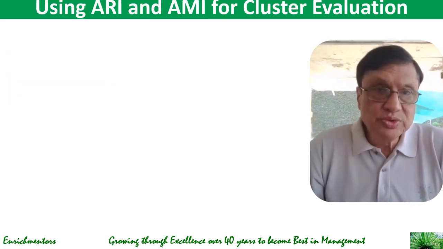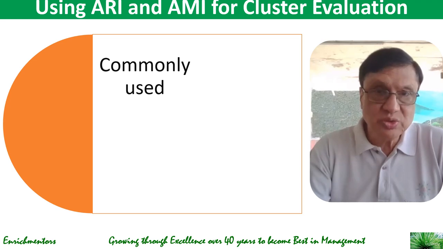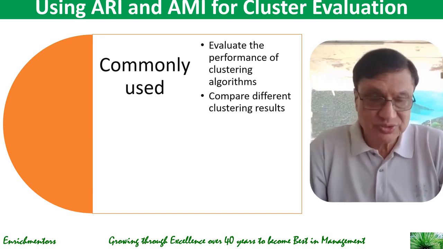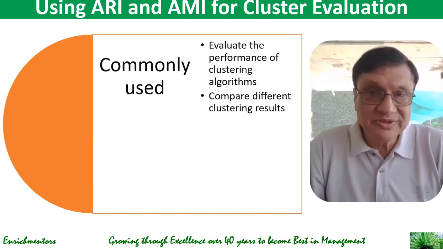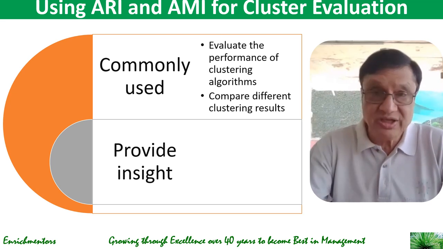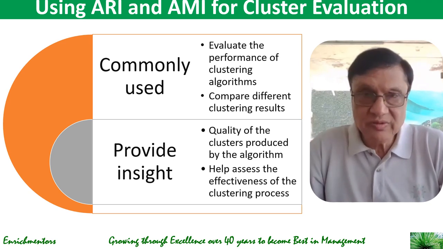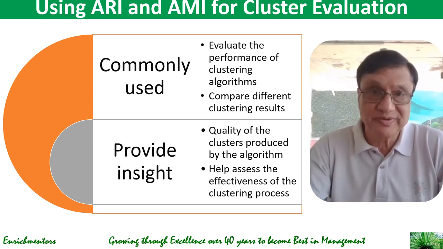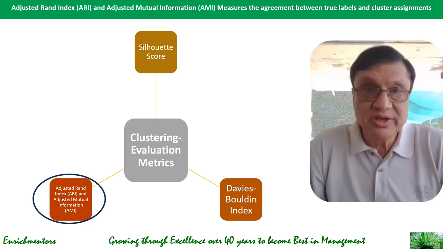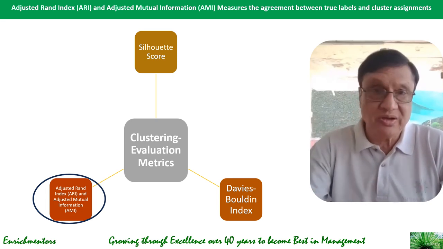Now the question is how to use ARI and AMI for cluster evaluation. Both ARI and AMI are commonly used to evaluate the performance of clustering algorithms and compare different clustering results. They provide insights into the quality of clusters produced by the algorithms and help assess the effectiveness of the clustering process. So they are good measures for evaluating different clustering algorithms and cluster formation. In summary, ARI and AMI are two metrics used to assess the agreement between the true labels and cluster assignments. They provide a quantitative measure of clustering quality.